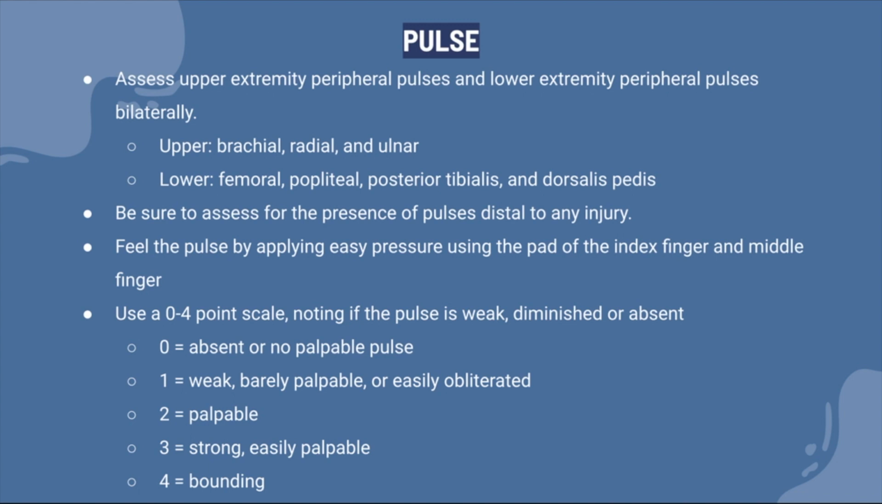For pulse, assess upper extremity peripheral pulses and lower extremity peripheral pulses bilaterally. The peripheral pulses are assessed to determine the blood flow to the legs. Examples of the upper pulses to be assessed are the brachial, radial, and ulnar pulses, and the lower would be the femoral, popliteal, posterior tibialis, and dorsalis pedis. The posterior tibial pulse can be found approximately 1 inch below and behind the medial malleolus at the inside of the ankle area.